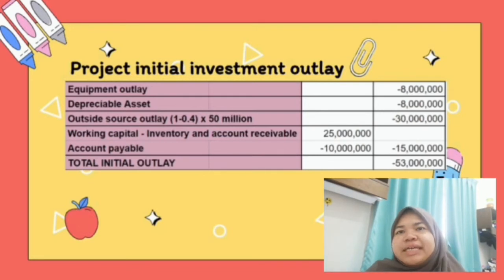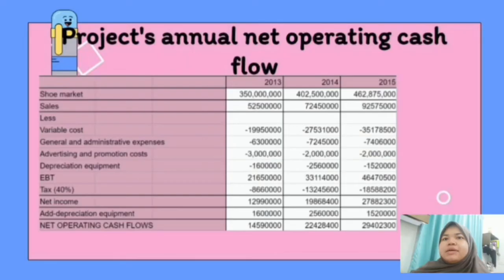For question 2A, what is the project initial investment outlay? The initial investment required to start a project is referred to as an initial expenditure. So in order for New Balance to launch Persistent, it will need to buy new land and machinery to get started. Based on calculation, we get negative 53 million, and this initial outlay will be used to calculate the NPV.